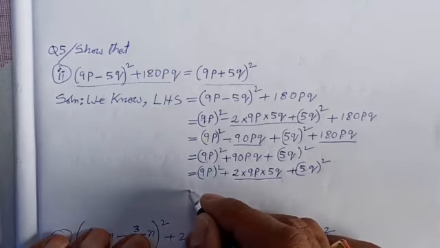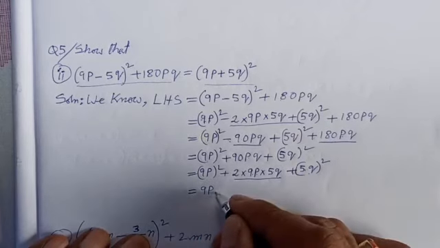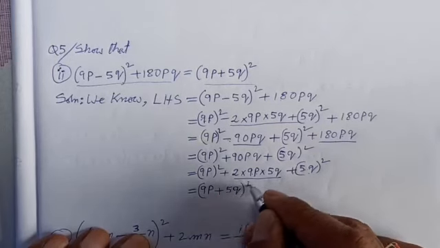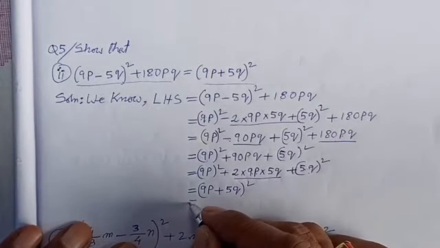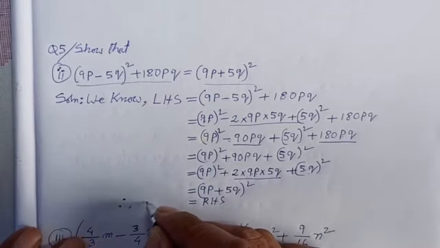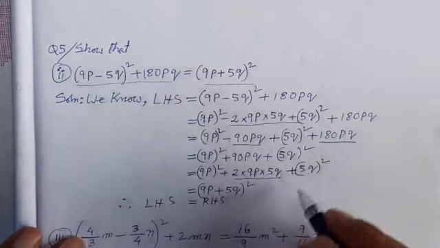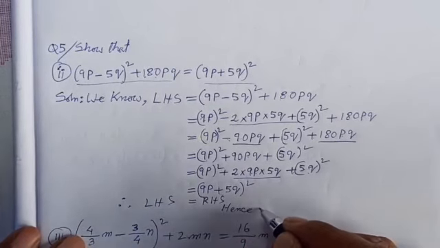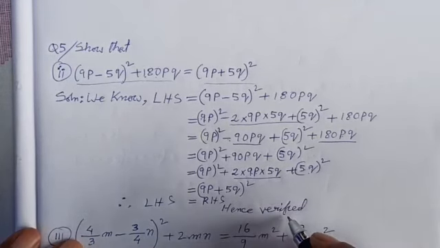If we use the identity, then we can write this as 9p plus 5q whole square, and this is equal to this. That means this is equal to right hand side. So therefore left hand side is equal to right hand side. So hence verified. So here Roman number 2 is over.